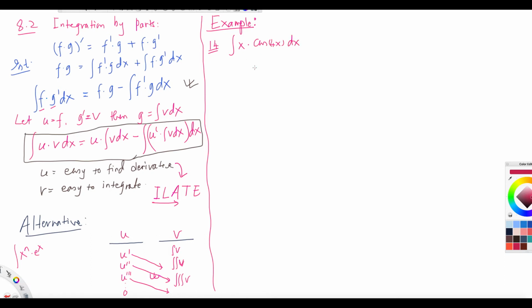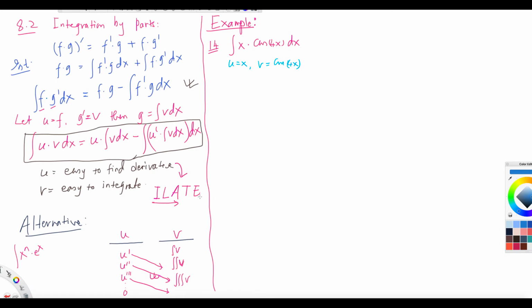Okay, so the book asks you to take u equals x and dv equals cosine 4x dx, and then use that formula, u times dv, right? But what I want to do is use this formula. So I'm taking, let's say, u equals x. Why did I choose u equals x? And then v equals cosine 4x.